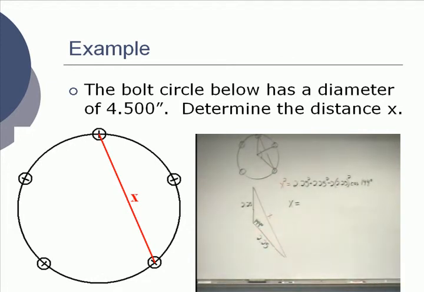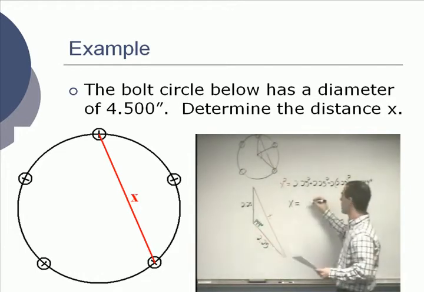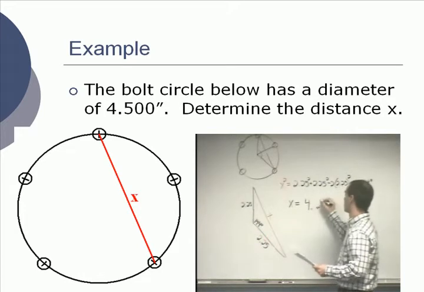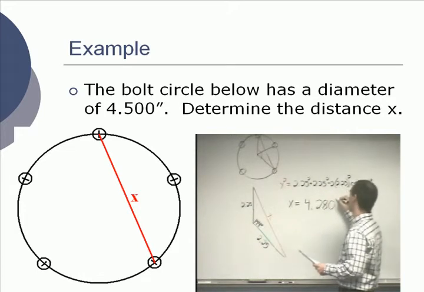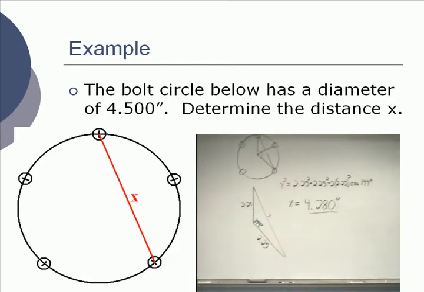You should end up with, going to the nearest thousandth, 4.280 when you round it off. 4.279 something rounds to 4.280. And we're done. That's our distance x.